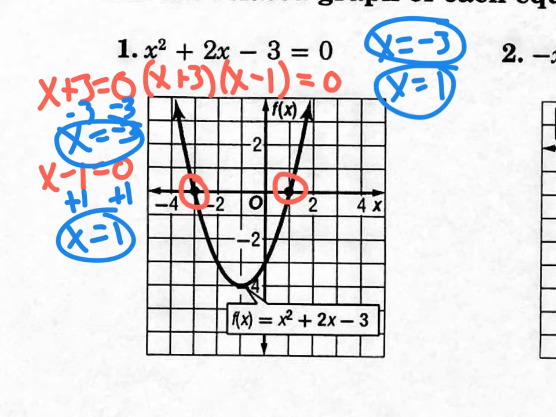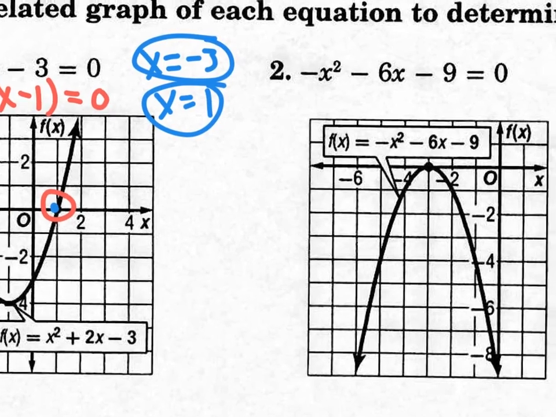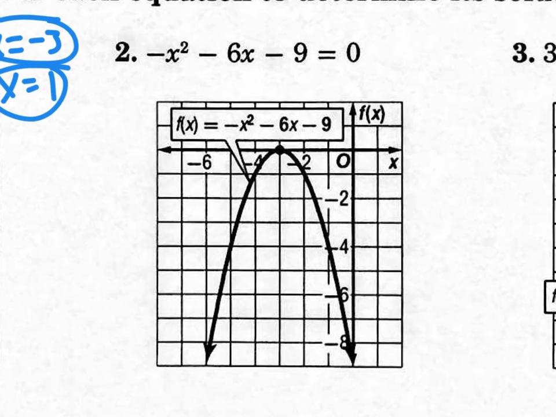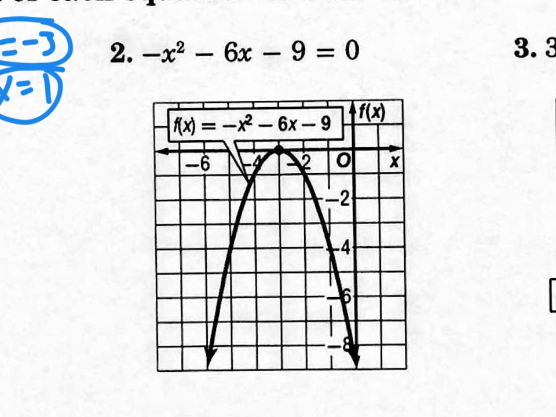The answers are the same as x-intercepts. There's the x-intercept of 1. There's the x-intercept of -3. You get it? Okay. So if it's graphed for you, you're done. Check this out. What's the answer to this one without doing any math? The answer is x equals -3.